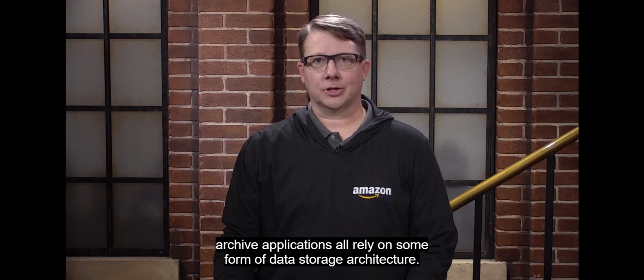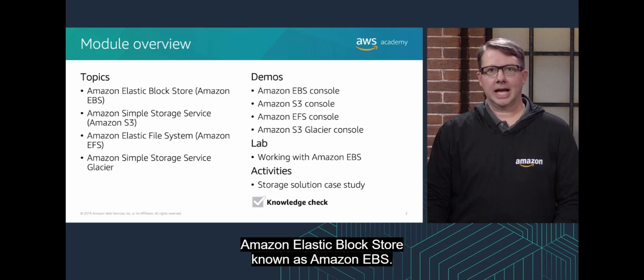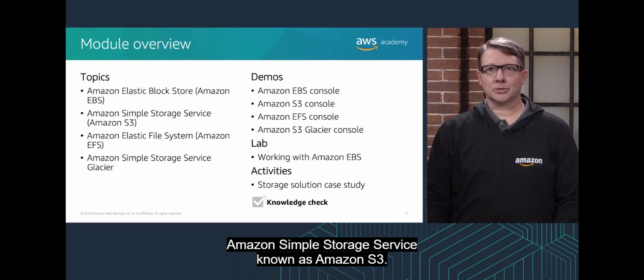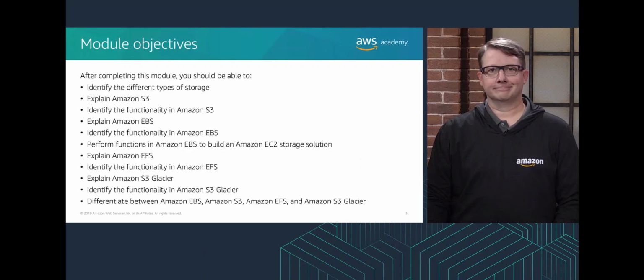In this module, we will review the following AWS storage services: Amazon Elastic Block Store, known as Amazon EBS, Amazon Simple Storage Service, known as Amazon S3, Amazon Elastic File System, Amazon EFS, and Amazon Simple Storage Service Glacier.